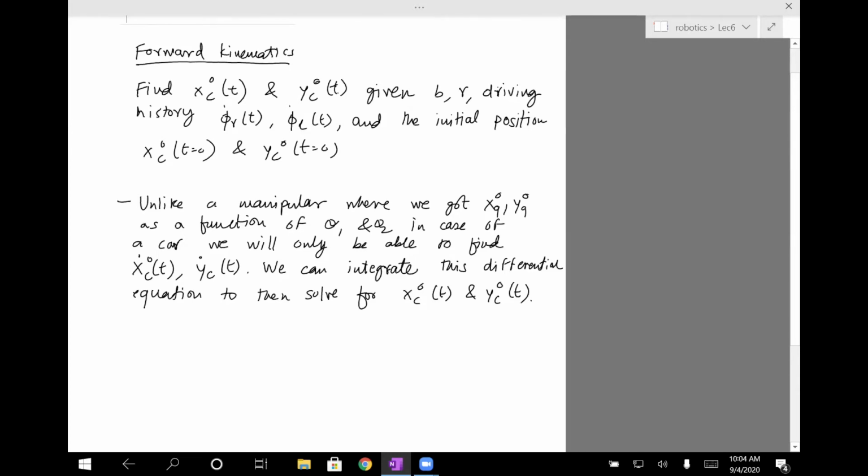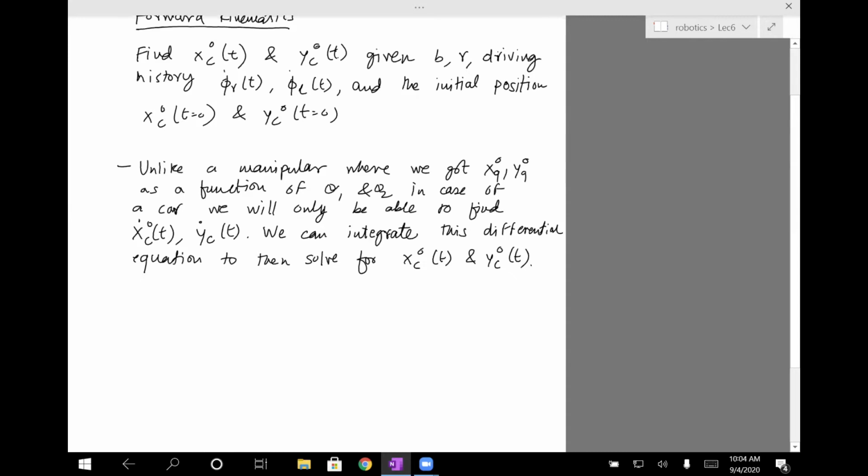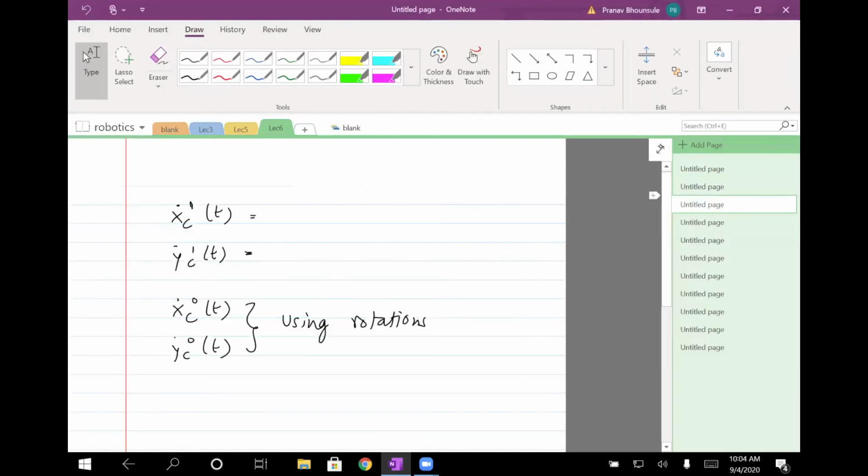Okay, so what is going to follow is a derivation for the velocity, first in frame 1 and then frame 0. Okay, so let's do that. Here's the formula for the velocity of x of point C.